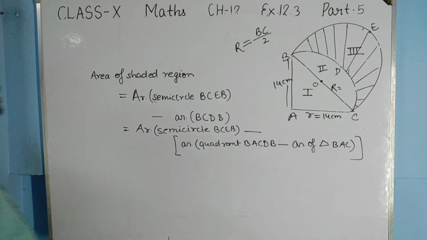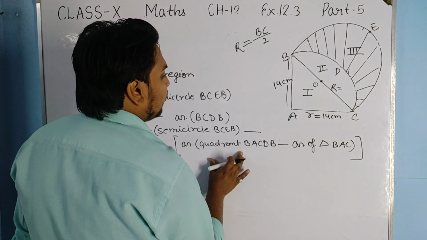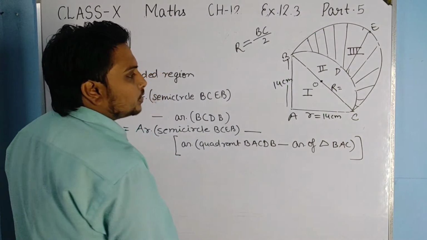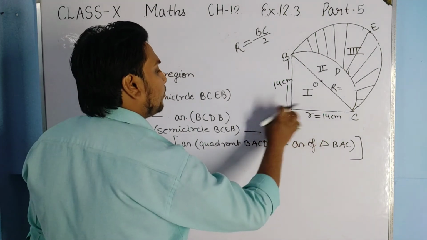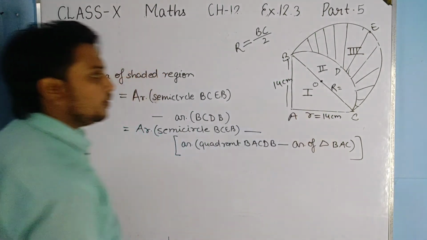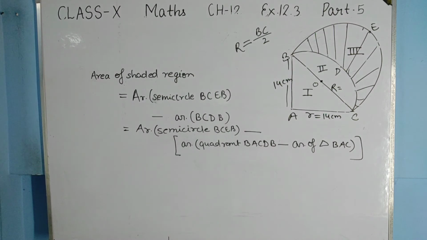Now you have capital R and small r. How will you find the area of the quadrant? One by 4 pi r square, you will apply this. The area of triangle BAC is half into base into height. You can apply that for this triangle. Pause the video, note it down.